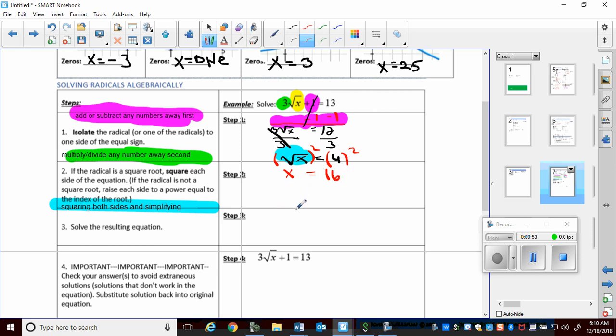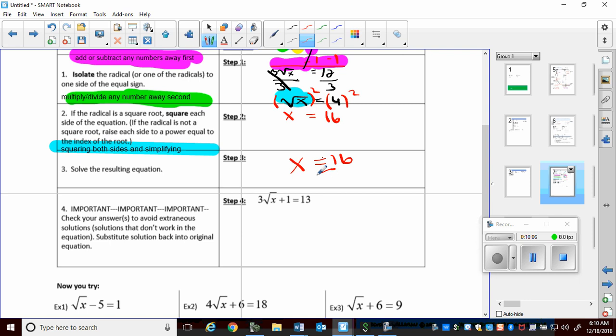Now, solve the resulting equation. And I already did that. X equals 16. Now I'm going to check my answer by plugging the 16 into the X. And I get 3 square root of 16 plus 1 equals 13.